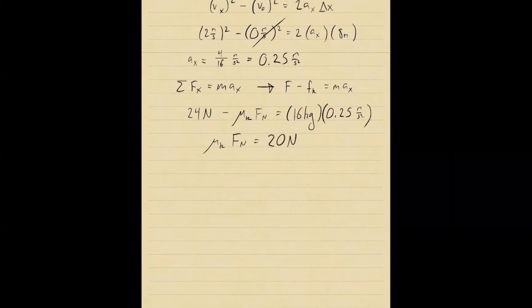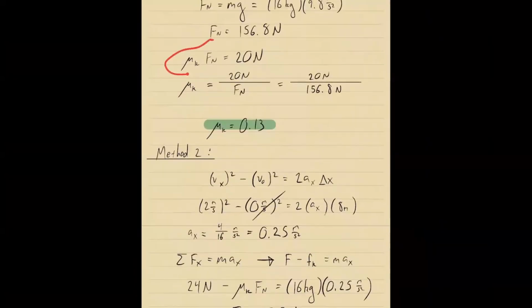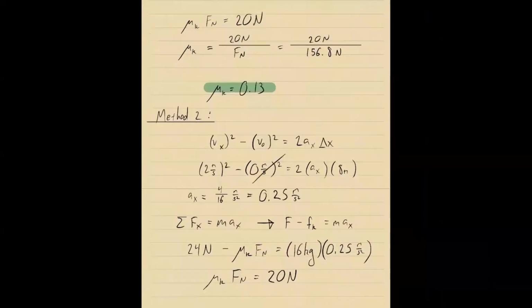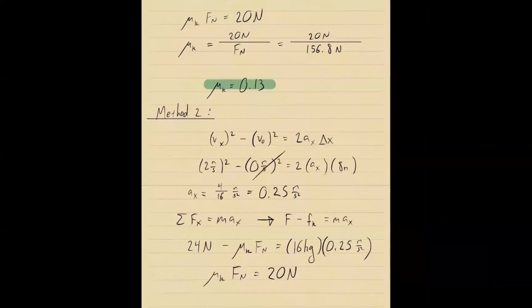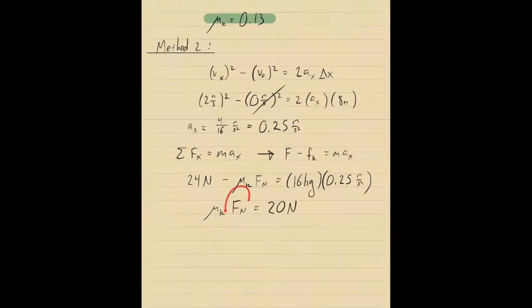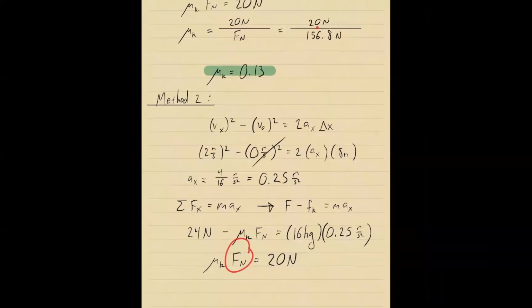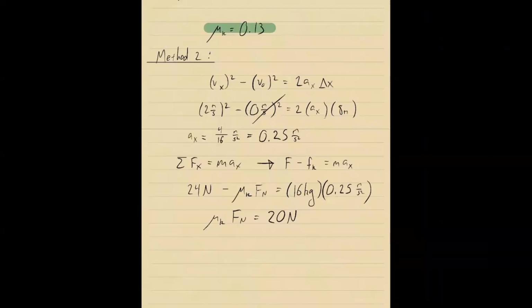And you'll notice at this point, what we have here is basically the same thing that we had in the method that we did just before this one. So the way that we solve this is going to be exactly the same. We find out what the normal force is. In this case, we find that it's 156.8 newtons. We divide both sides by that magnitude, and we're going to get, again, a coefficient of kinetic friction of about 0.13. So we could have done either.